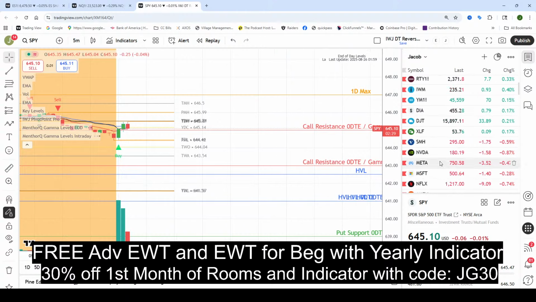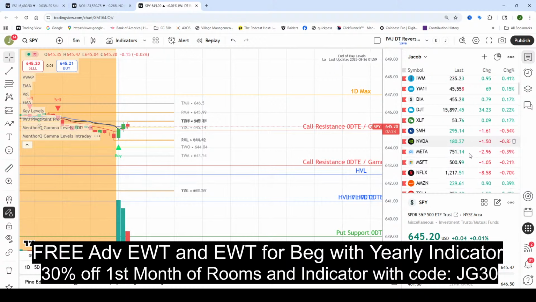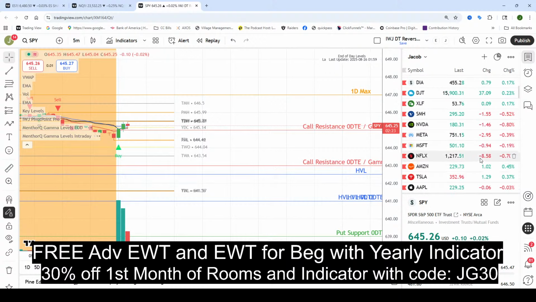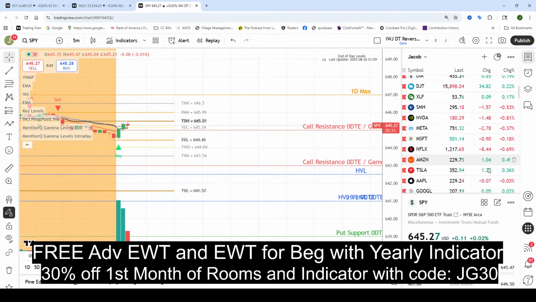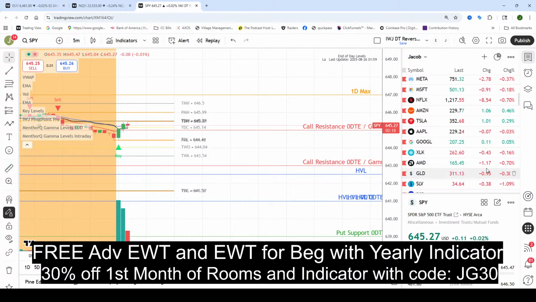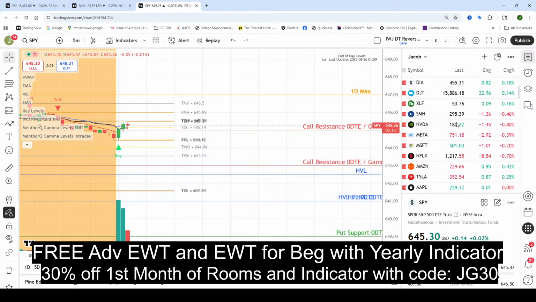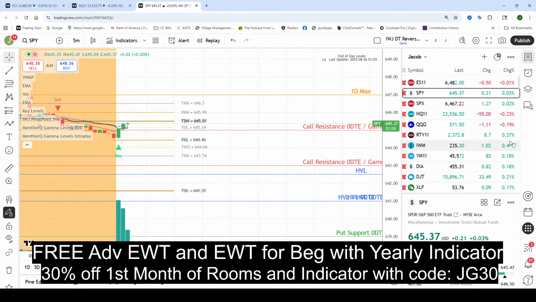Let's see here. SMH is down decent. Nvidia's down decent. Yeah, the top of the Mag 7's getting beat up. Apple. Looks like Amazon and Google are the greens. Tesla's green. So we'll see if they can rebound a little here. What's RTY doing? I didn't look at RTY. RTY is pretty decently green.